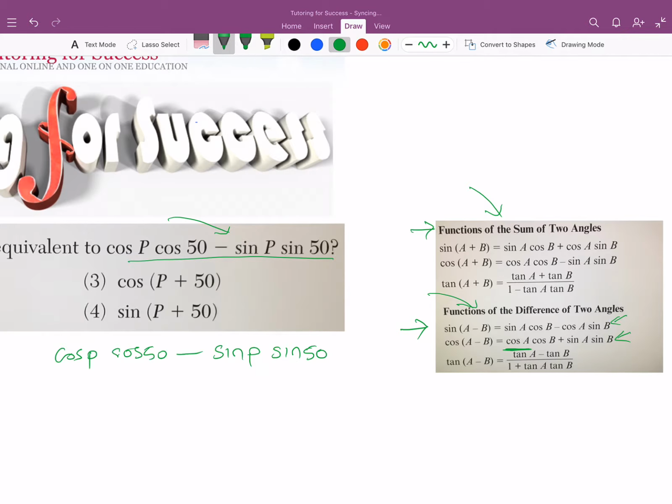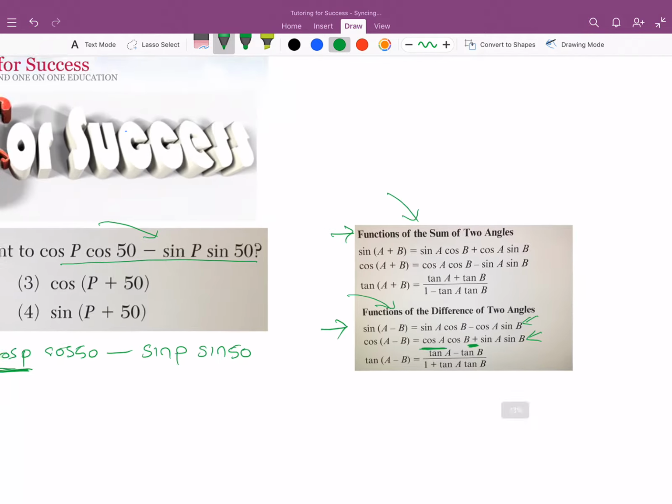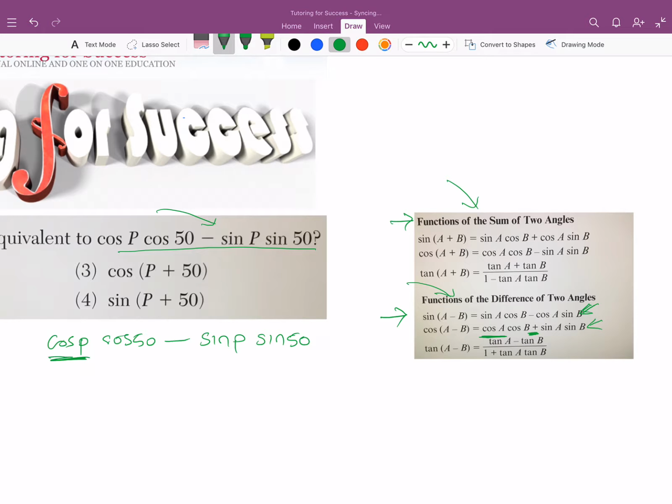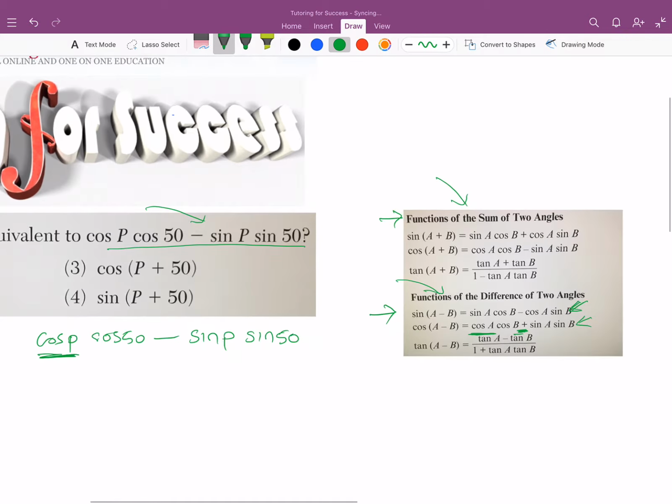Focus on the sign. My sign is negative and here it is positive, so you're not going to be using this. You're going to be using the first one, which is right here. It says sine A, cosine B, cosine A, sine B, but it doesn't really matter. Cosine A, cosine B, sine A, sine B. Okay, so you found it, but there is one more thing.